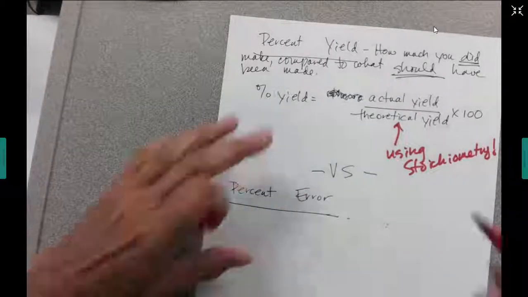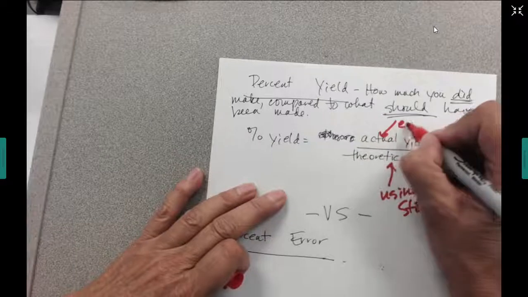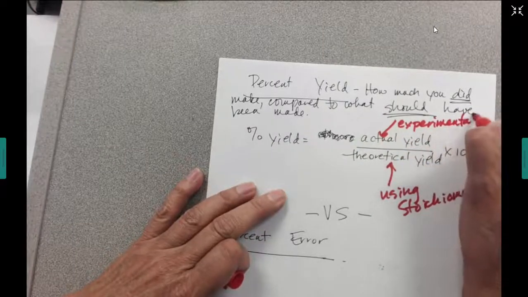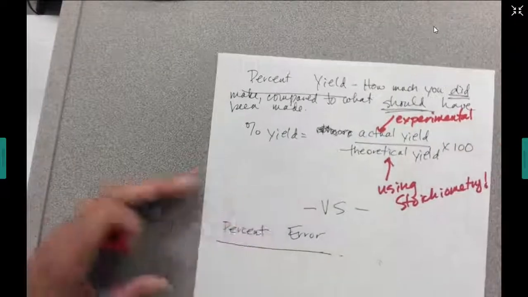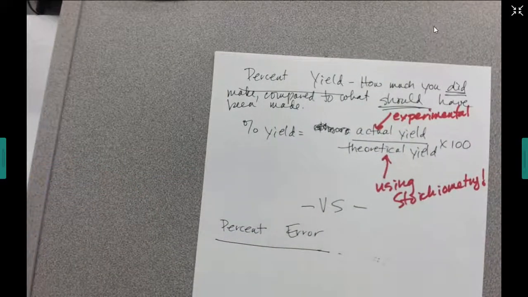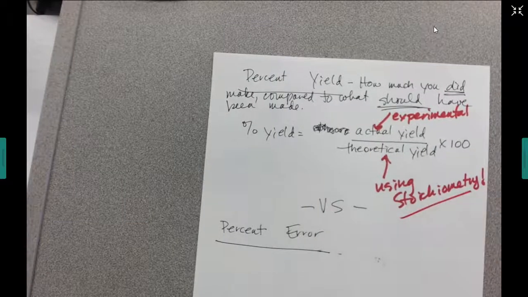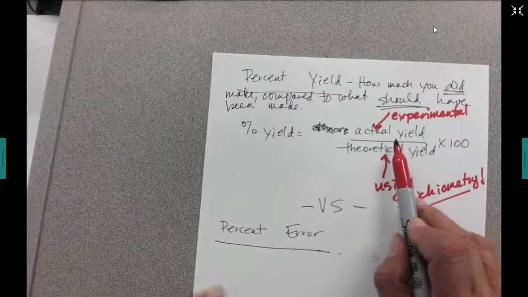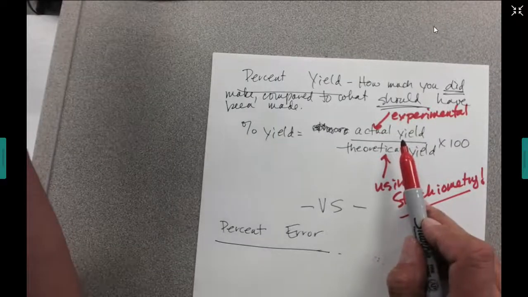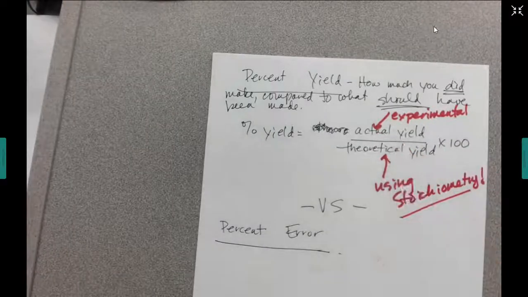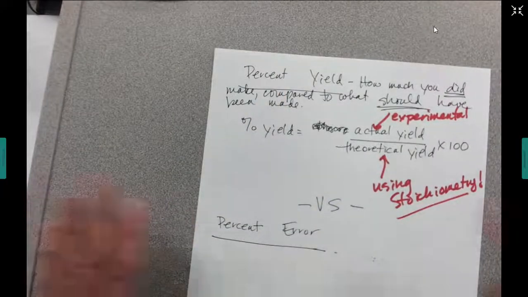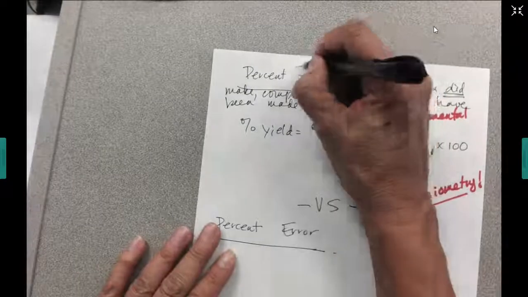And actual yield comes from your experiment. So that's actually your experimental value, how much you actually created in the experiment. So stoichiometry tells you how much you should have made. You actually measure the product in your reaction, the mass of the stuff you made, and that tells you your actual yield. Now, that idea is a different way to compare. This is an idea used to compare chemical reactions.